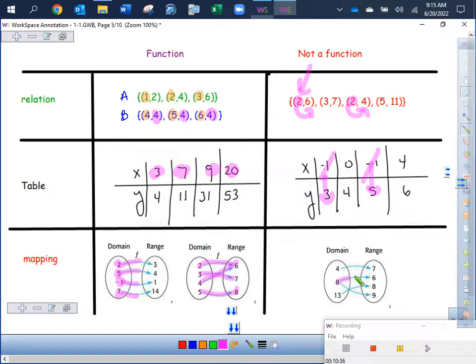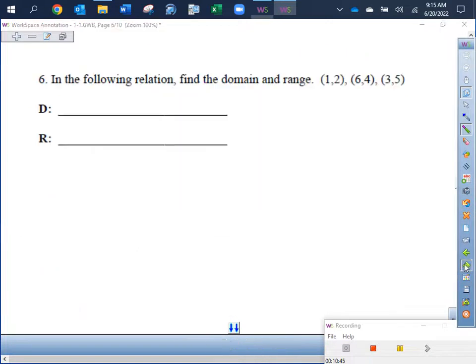But do you see how 8 is the bad one over here? This is not a function because 8 has 2 arrowheads off of it. It's going to 2 different things. That's not a function. So let's try some stuff.